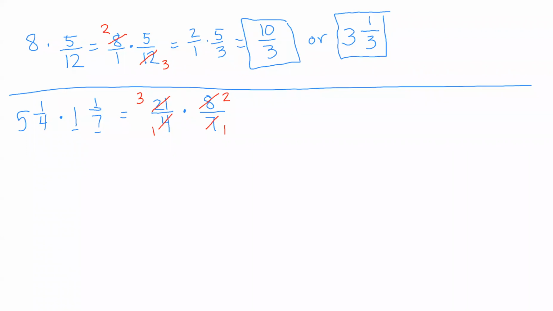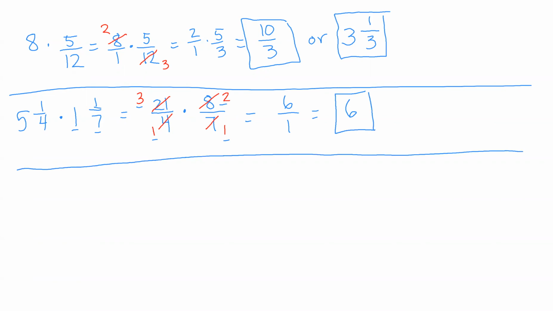All right, I can multiply across now. So 3 times 2 is 6. 1 times 1 is 1. But in this case, I don't want to leave my answer as 6/1 because it's kind of not simplified. Instead, I want to write it as just the whole number 6. All right. Hopefully this isn't too bad.